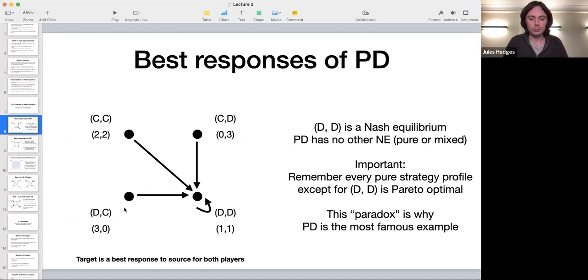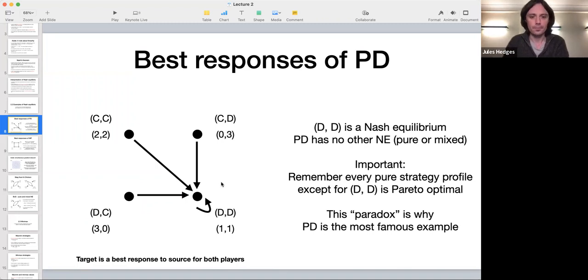Whereas before, the rule for reading off the Pareto optimal strategy profiles from a diagram like this is any node that isn't the source of any outgoing arrow. Here is different. If you remember, the definition of a Nash equilibrium is that you have to be a best response to yourself for both players. So the Nash equilibria in pure strategies are any node that points to itself. Here in prisoner's dilemma, we find that both players defecting is the only Nash equilibrium.